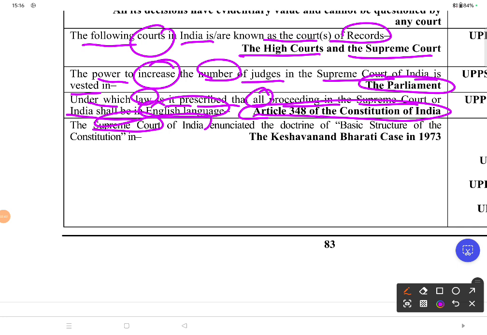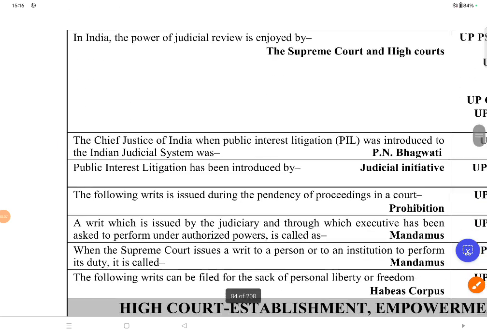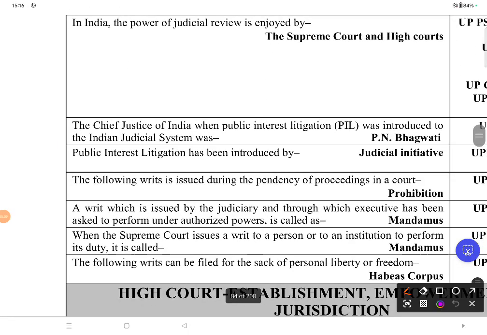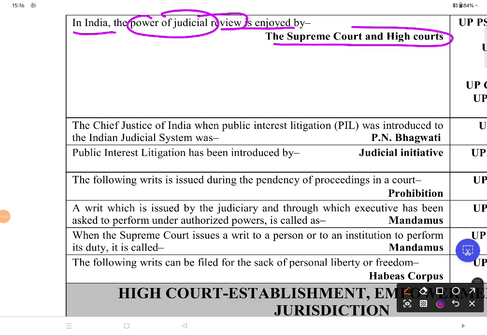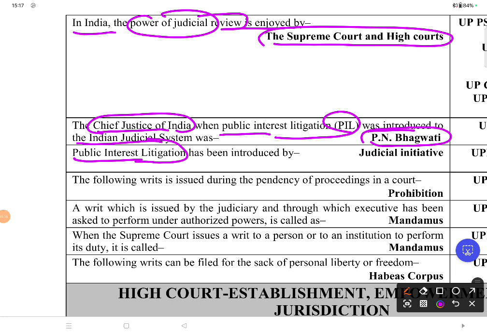The Supreme Court of India enunciated the doctrine of basic structure of the Constitution in the Kesavananda Bharati case in 1973. In India, the power of judicial review is enjoyed by the Supreme Court and High Court. The Chief Justice of India when public interest litigation (PIL) was introduced to the Indian judicial system was P.N. Bhagwati. The public interest litigation has been introduced by judicial initiative.